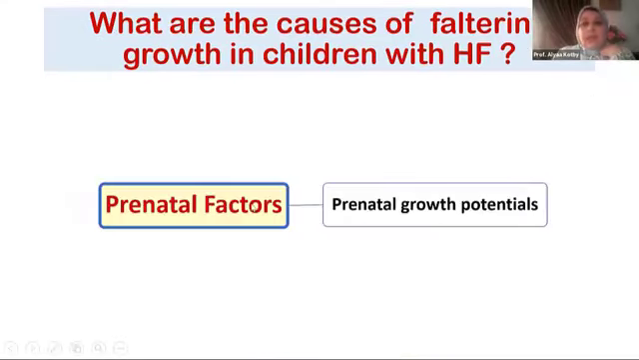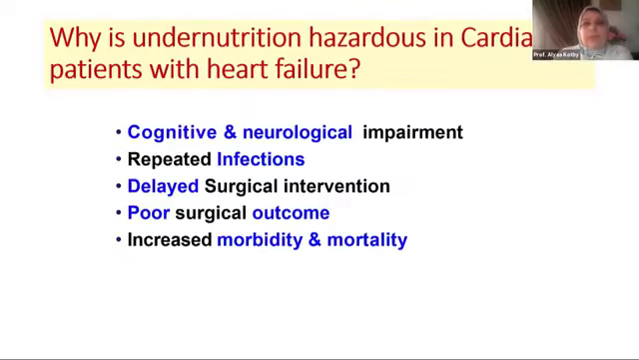Prenatal factors: it is seen in some patients in which we find a small defect, a small VSD, with no hemodynamic significance whatsoever. But when you look at the growth potential of this baby, it's not good. He's underweight and underbed. These are prenatal growth potentials that are affected. And the mother always insists that it is due to the defect, the congenital heart disease.